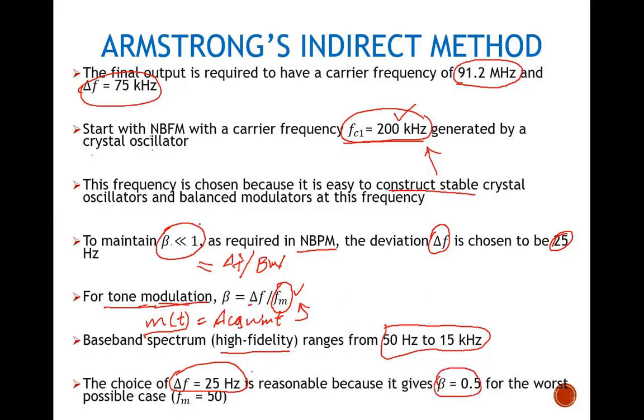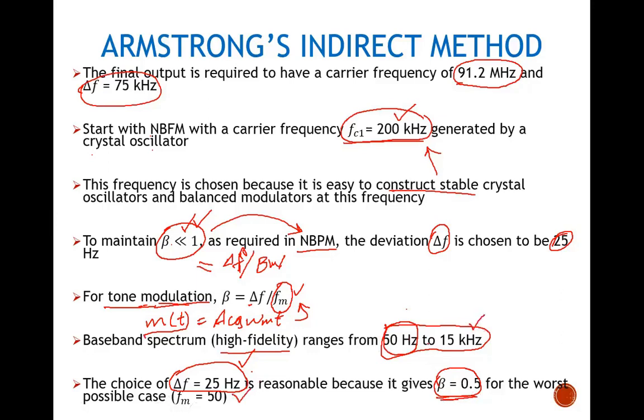So we want to satisfy this condition because it is required for narrowband FM. Now, what if our baseband signal is at 50 hertz? Then it would be quite difficult to get this condition, like beta much less than 1. So in that case, we have to choose a suitable value of delta F, which is in the numerator. Let's say we choose 25, so the maximum value of beta that we can get is 0.5. And this is the worst case scenario when Fm is 50.